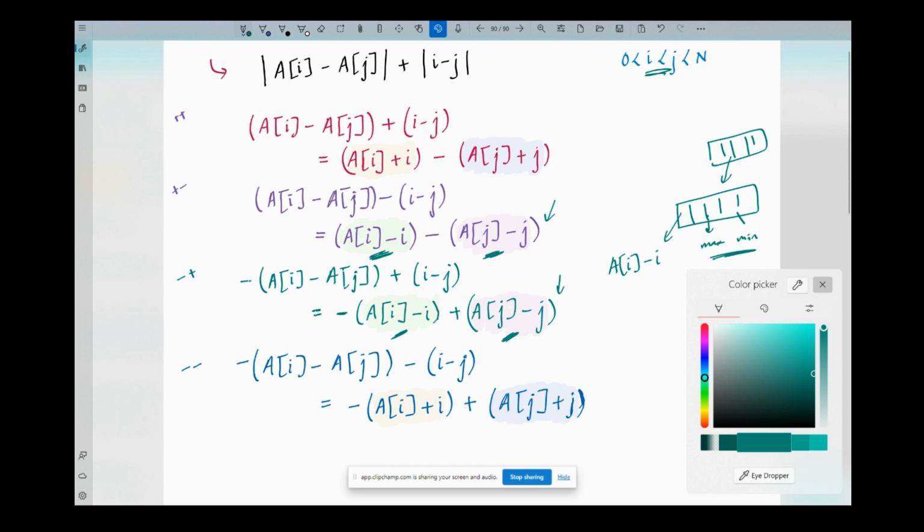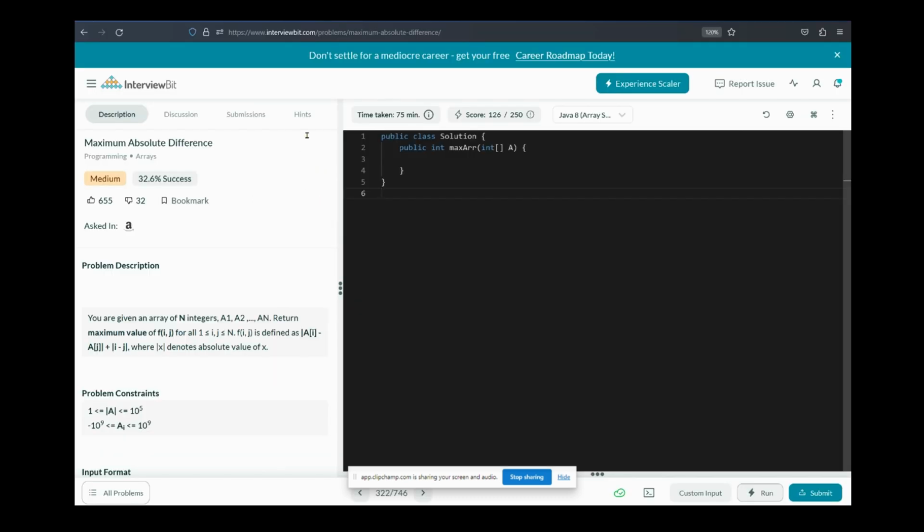So let's have a look at the code. The code, if you have understood this, is pretty simple. Let's try to do that. Take the length for now. We'll create two arrays of size n equal to new int n.